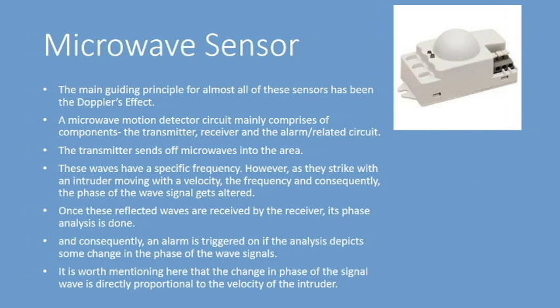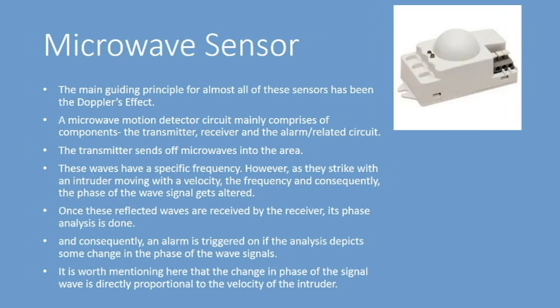Microwave sensor. The main guiding principle for almost all of these sensors has been the Doppler effect. A microwave motion detector circuit mainly comprises the transmitter, receiver, and the alarm or related circuit. The transmitter sends off microwaves into the area. These waves have a specific frequency.